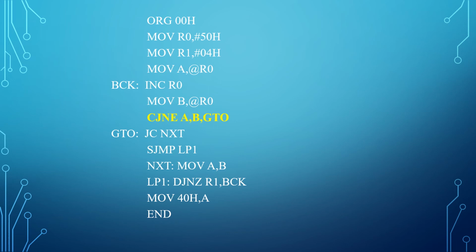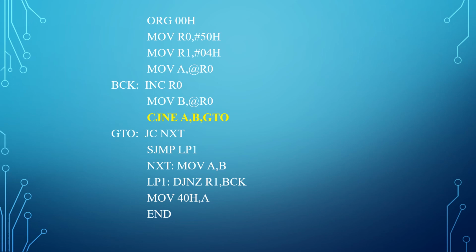So we are going to fetch the third number. The third number will be loaded into the B register, MOV B, @R0. So we will proceed with the second comparison. The presently largest number is contained in the accumulator, and it will be compared with the next incoming data from the database with the help of CJNE A, B.